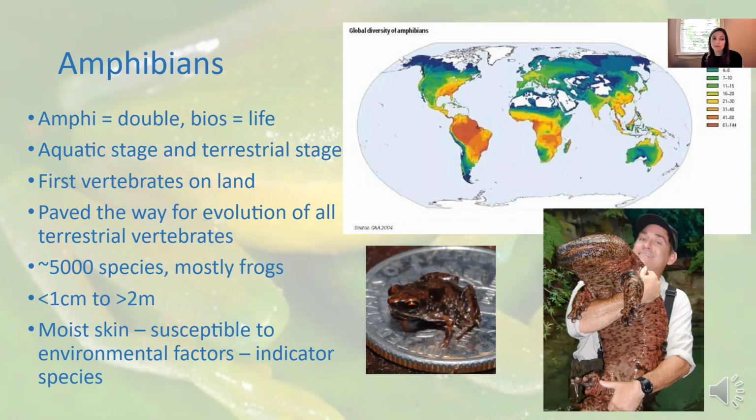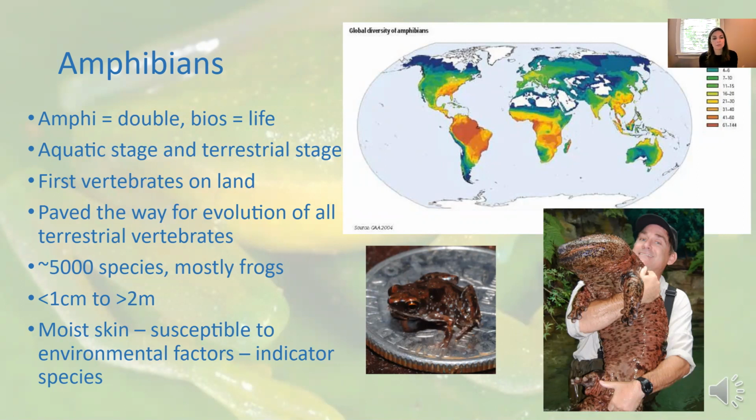Amphibians were the first vertebrates on land, and they really paved the way for the evolution of all other terrestrial vertebrates. So that's an important distinction for amphibians. There are about 5,000 amphibian species in the world, and most of them are frogs. There's a range in their sizes, from that teeny, less than a centimeter frog that we talked about in our very first video, all the way up to giant salamanders that can be greater than 2 meters long.